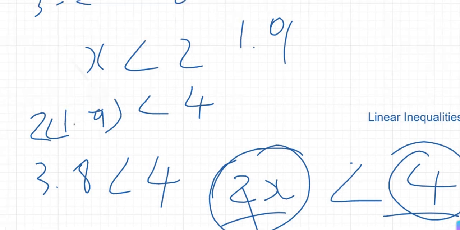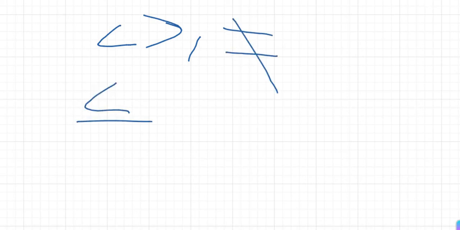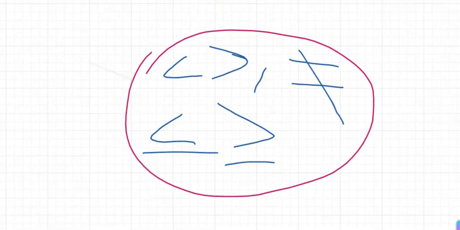But let us try to recap some of the symbols that we use in inequality. Now we have symbols like these, not equal. We have symbols like these. So let's try to recap. How would you actually understand these? So let us try to do something simple, some basic examples.